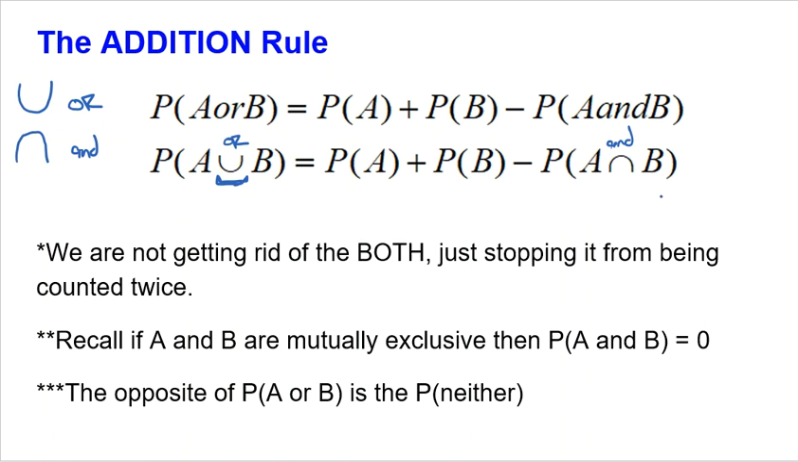Now, I want to say this one more time. This is why the OR formula is awesome, because on the left side, we have A or B. On the right side, we have A, we have B, we even have A and B. Which makes me understand that the opposite of A or B is neither. So once you find the probability of A or B, the opposite of that would be neither.